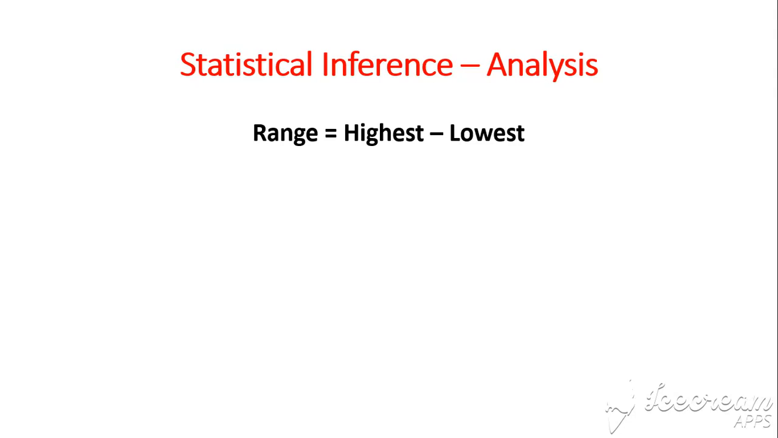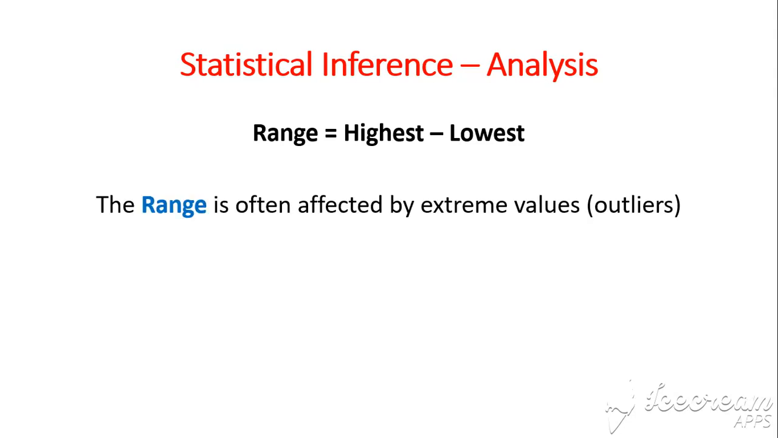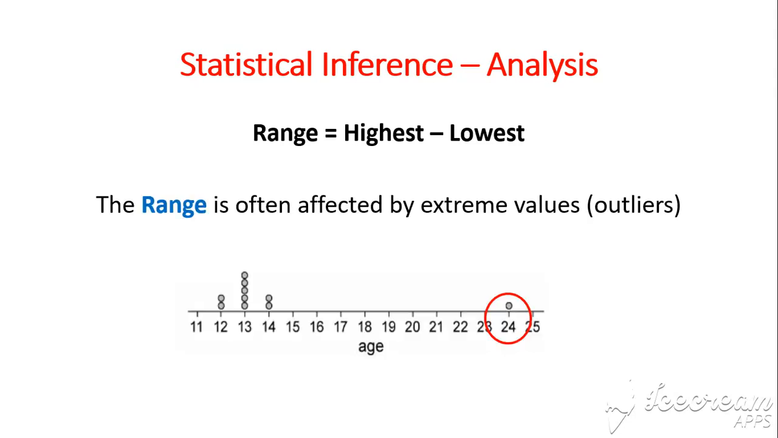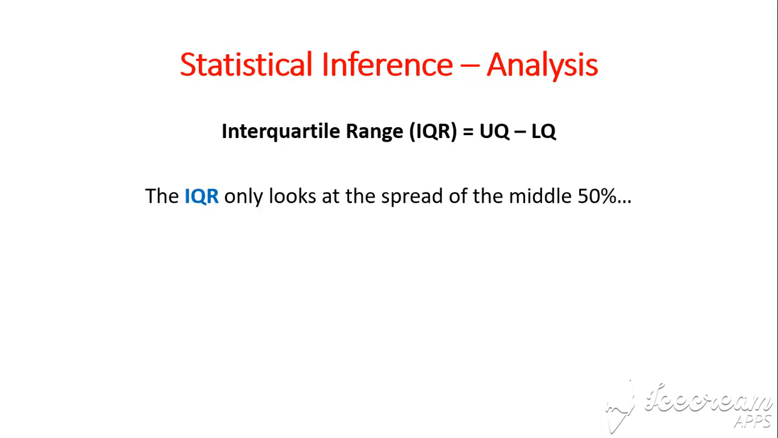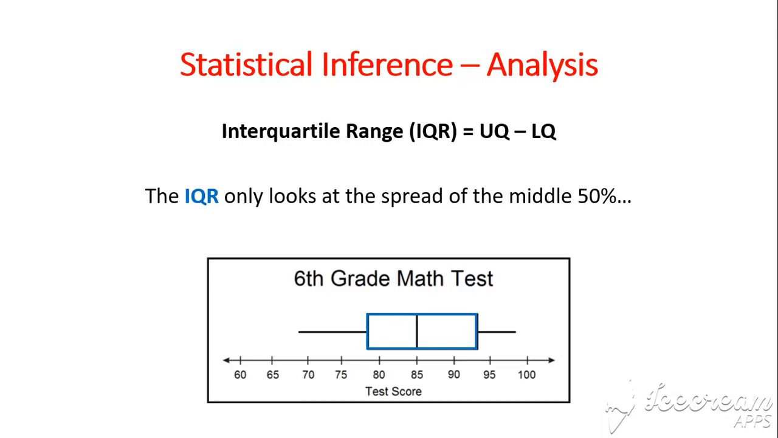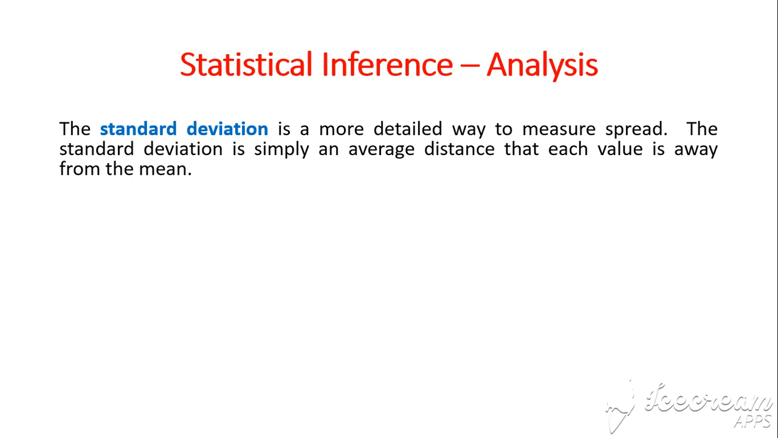So the range is the highest minus the lowest. But be careful, the range is often affected by extreme values or outliers. We've done interquartile range, which is the upper quartile minus the lower quartile. It only looks at the spread of the middle 50%, the box. Now, what we haven't done is the standard deviation.